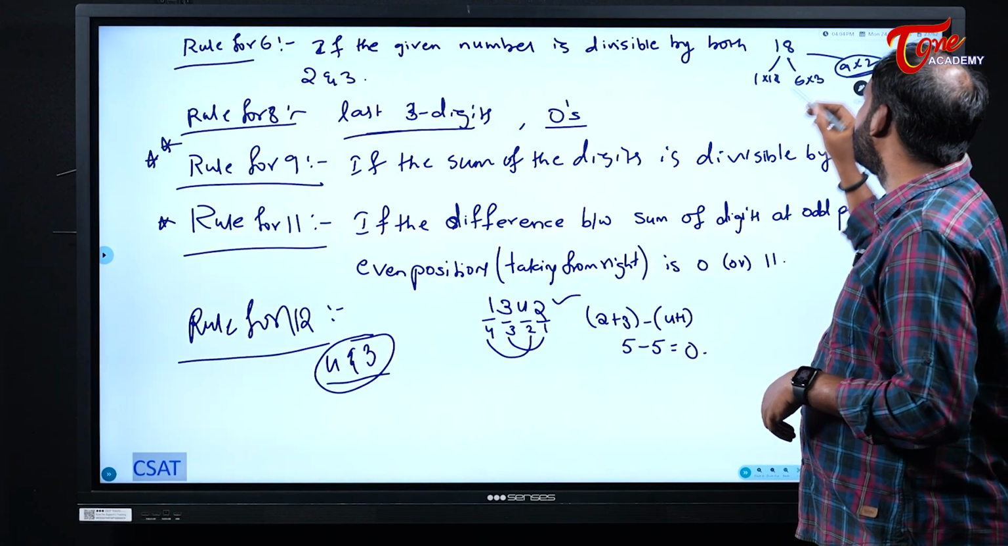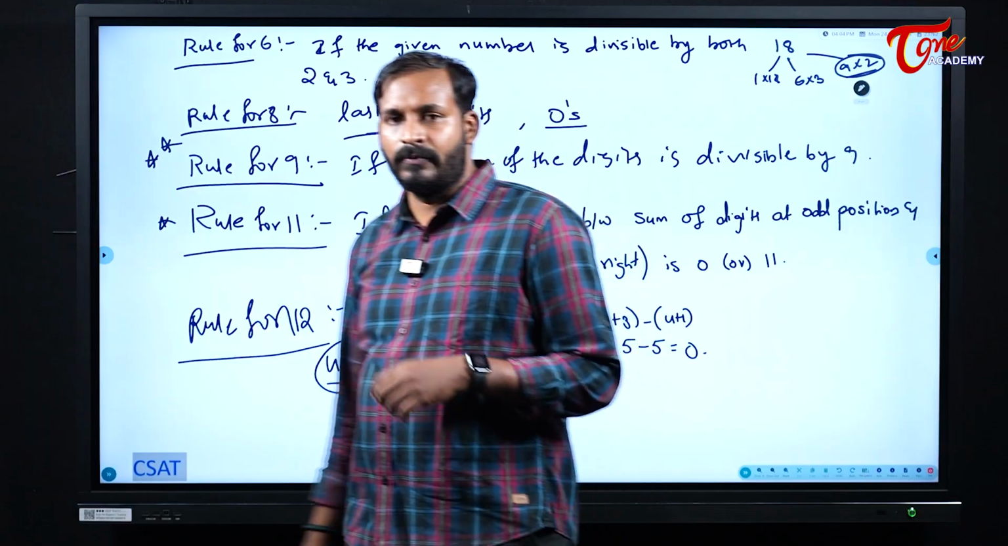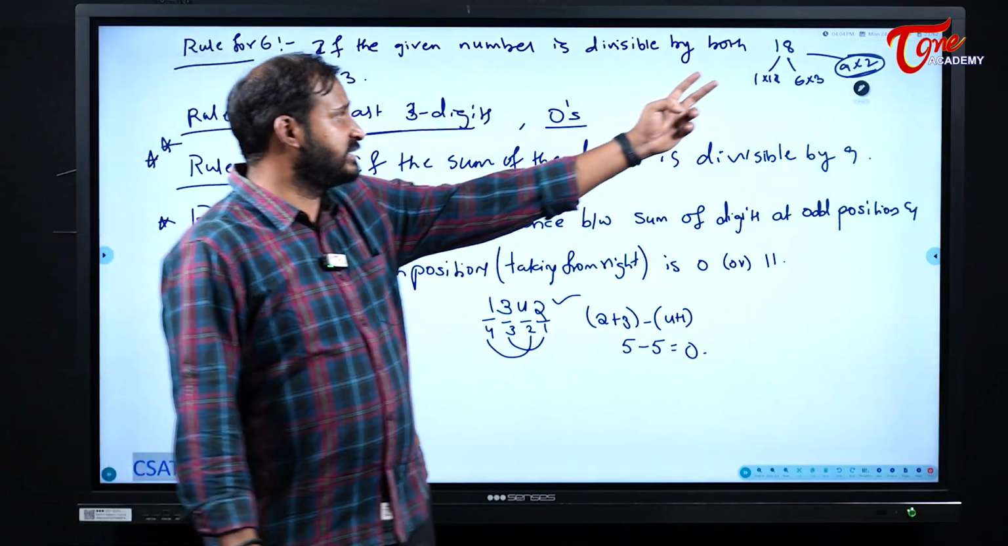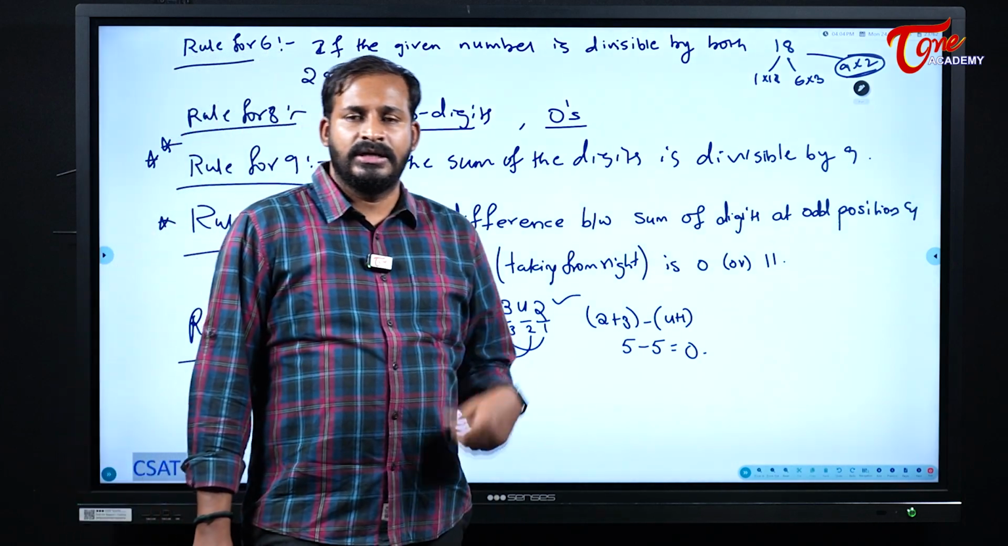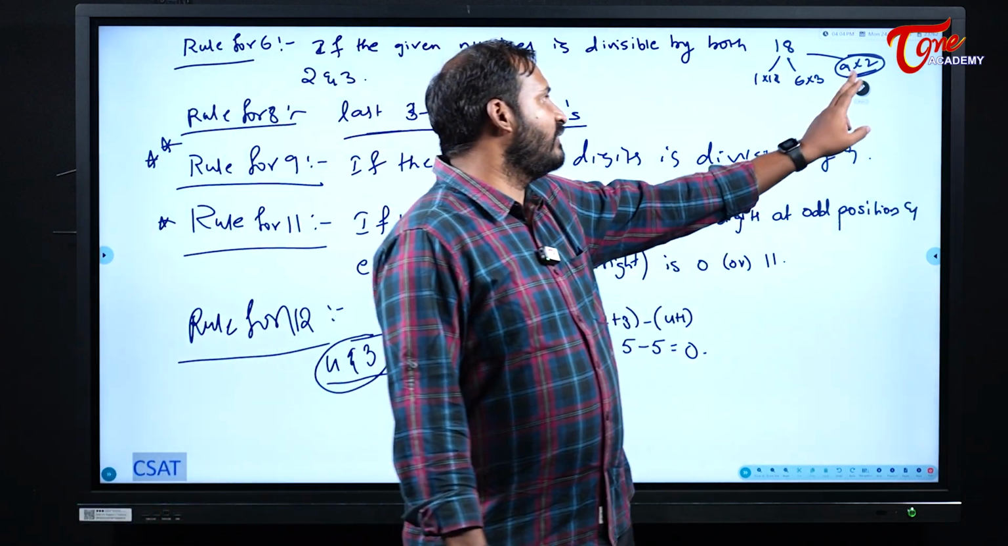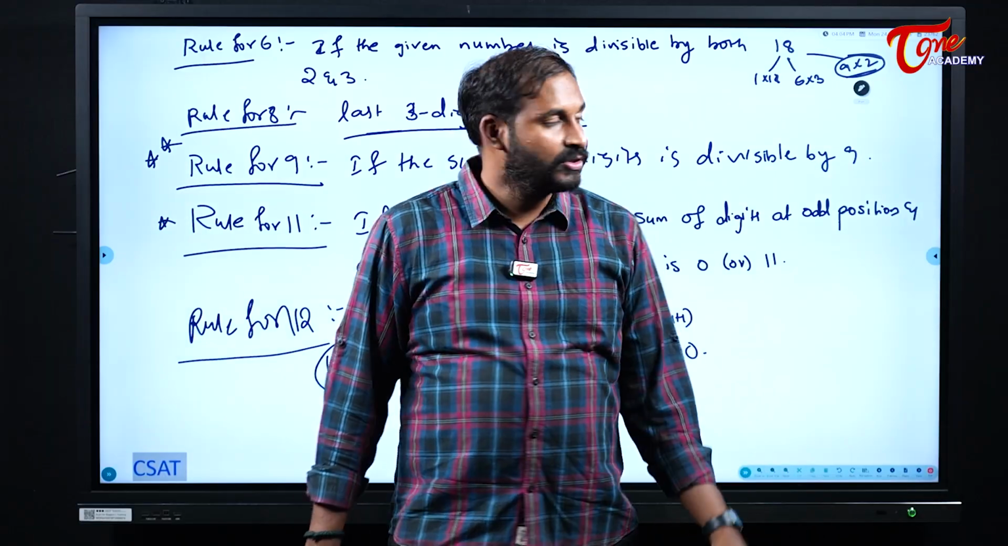Because 9 and 2 are co-primes. Pick the co-primes. Don't take 6 and 3. Don't consider that all the numbers which are divisible by 6 and 3 are divisible by 18. It is not like that. You should definitely pick the co-prime pair. So, you need to pick 9 and 2.